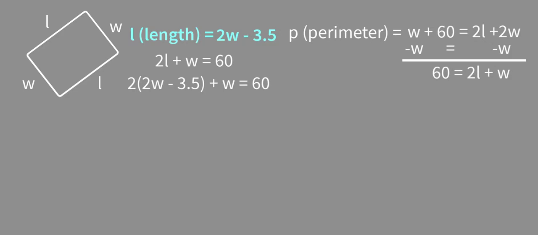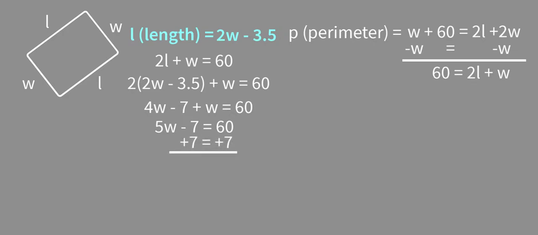Let's distribute that 2 to give us 4W minus 7 plus W equals 60. We can simplify on the left side by combining 4W and W, so 5W minus 7 equals 60. Add 7 to both sides. And then 5W equals 67. Divide both sides by 5, and we get W equals 67/5 feet.